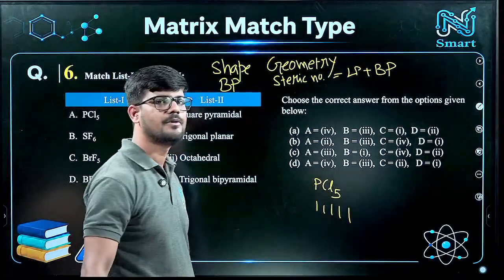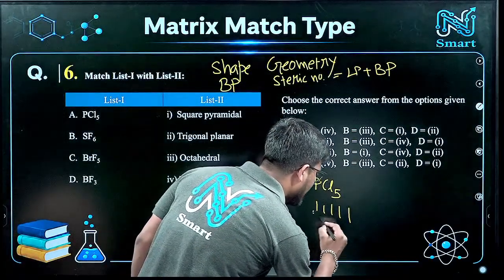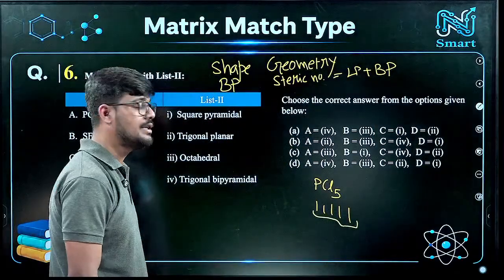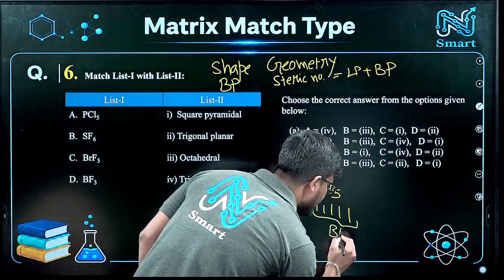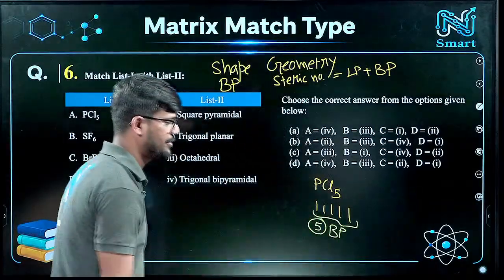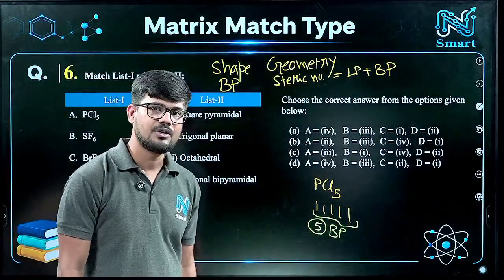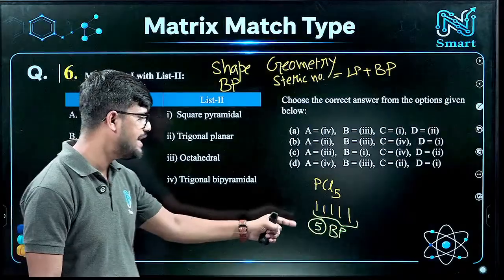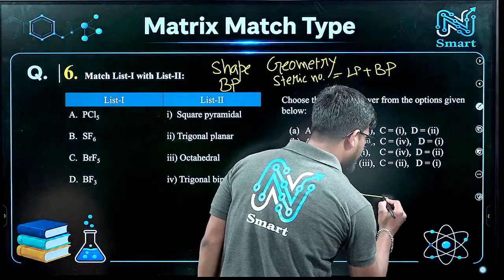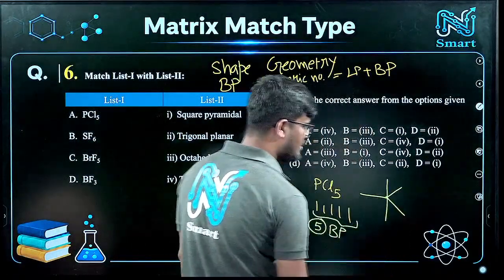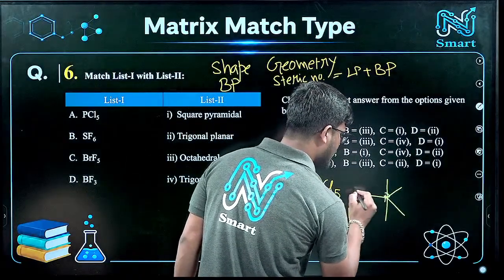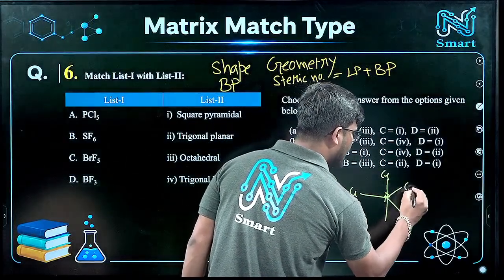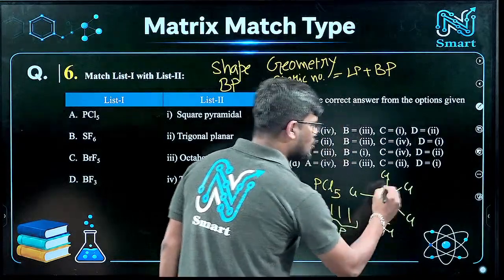So there are total 5 chlorine, and all 5 will be used to form these 5 bonds. So the number of bond pairs will be 5. There is no lone pair, so we have 5 bond pairs and the steric number is 5. So in that case, what will be its geometry? Like this: at the center we have phosphorus and all the chlorine will be like this. Correct?